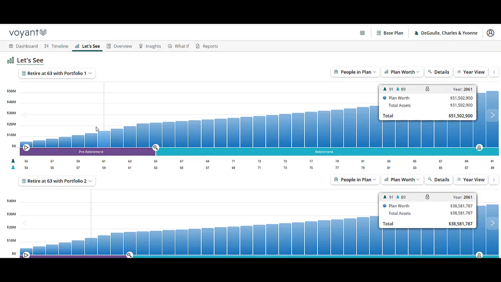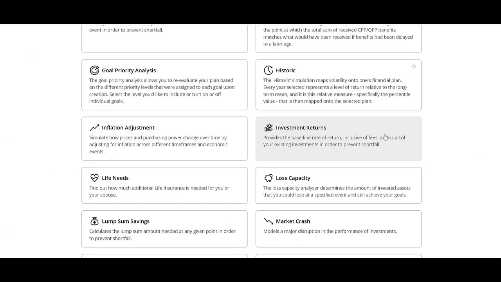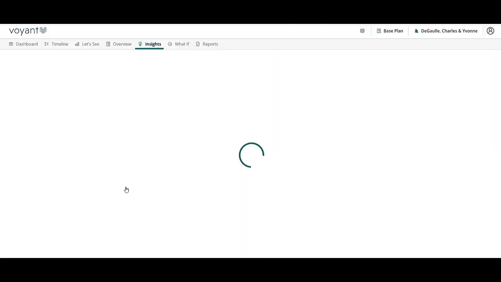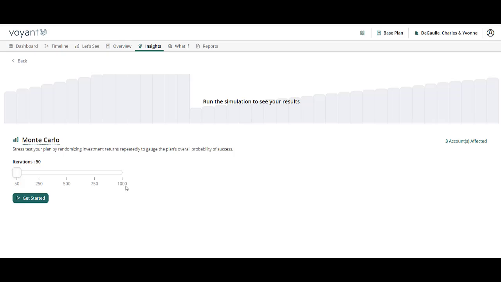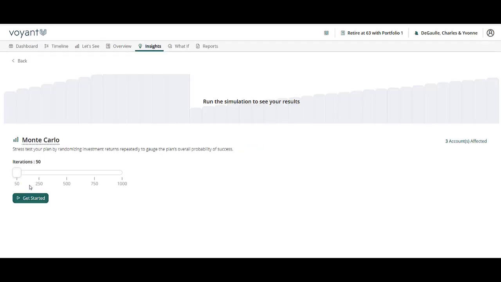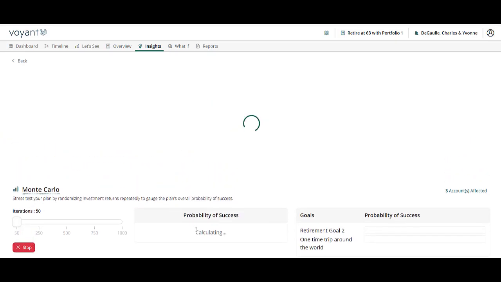And the next thing I want to do is look at the probability of success between these two plans. To do that, I'm going to go to my insights and I'm going to look at our Monte Carlo insights. So I'm going to run a Monte Carlo on both of these plans. To do that, I'm going to switch over to portfolio 1 and I'm going to run a Monte Carlo on portfolio 1. You can do this anywhere between 50 to 1,000 iterations. For time today, I'm going to do it just on 50 iterations. And we're going to see what the probability of success would be on portfolio 1.